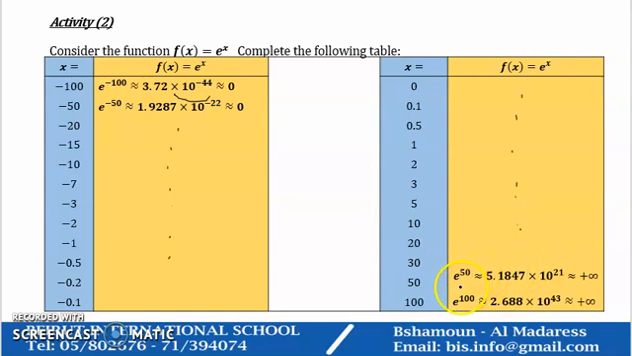At the end, I noticed here that for x equal 50, e exponent 50 equal 5.1847 times 10 exponent 21, which means that I have 51847 followed by 17 zeros, which is a very large number. Also, e exponent 100 is approximately 2.688 times 10 exponent 43, which is also a very, very large number.